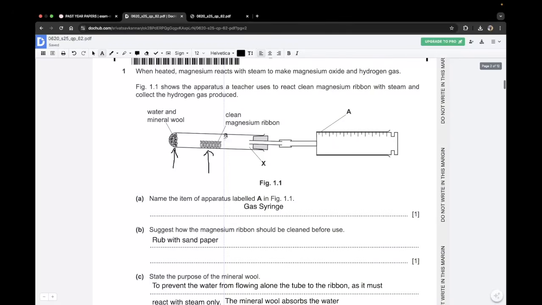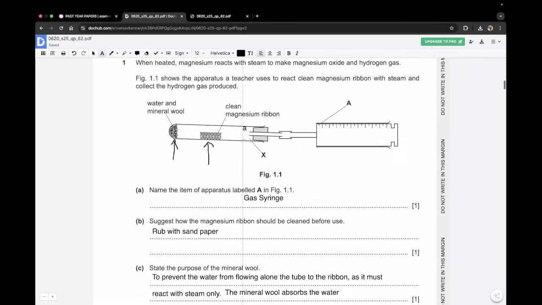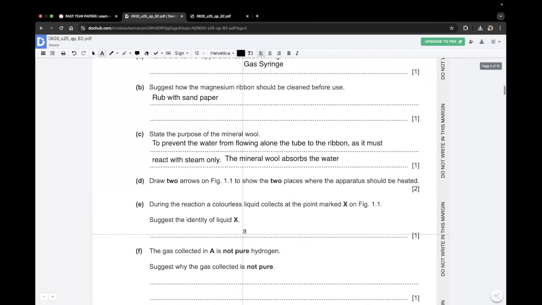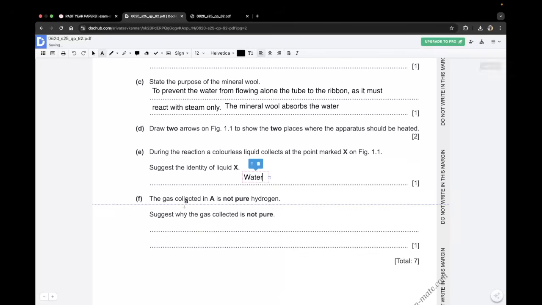So there are no liquid products here, right? Magnesium and water just give magnesium oxide and hydrogen. However, some of the water may remain unreacted with the magnesium ribbon, so it would just be water. And since it's colorless, we have that as proof as well.